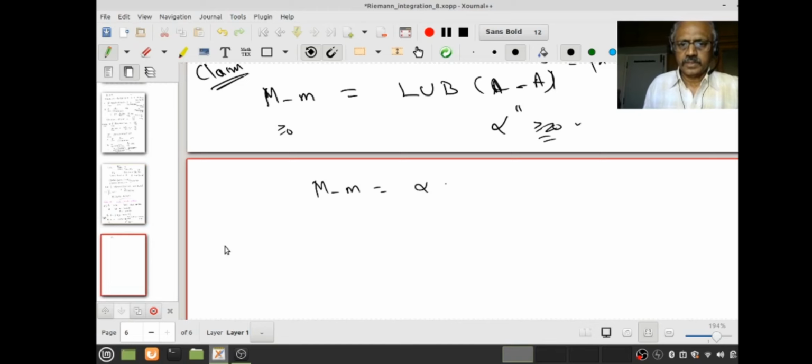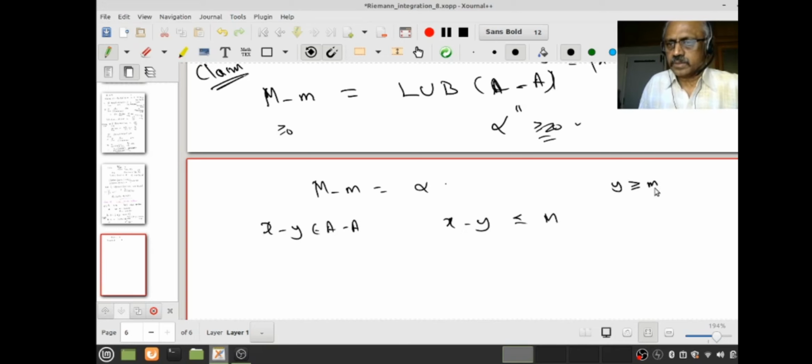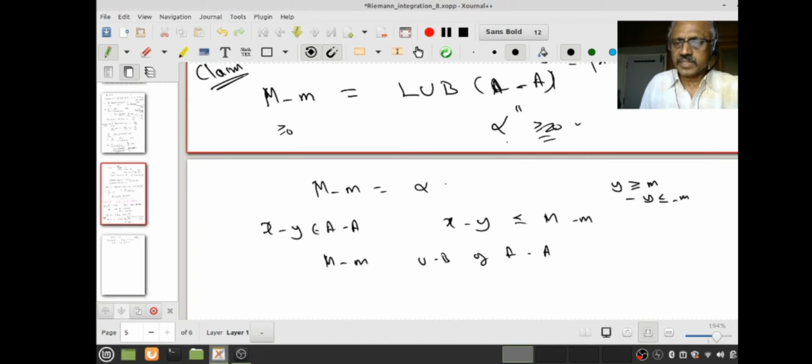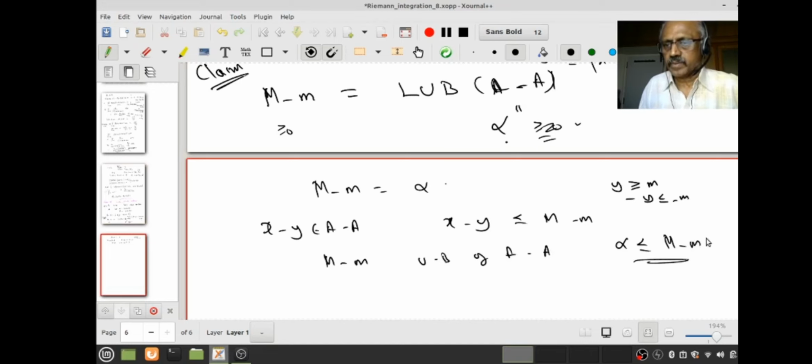Let us prove it. So start with any x minus y in A minus A, right? Then x is less than or equal to M and y is greater than or equal to little m, therefore minus y is less than or equal to minus m. Therefore, what do I know? M minus m is an upper bound of A minus A, but alpha is the least upper bound, therefore alpha must be less than or equal to capital M minus m. Do you understand this?